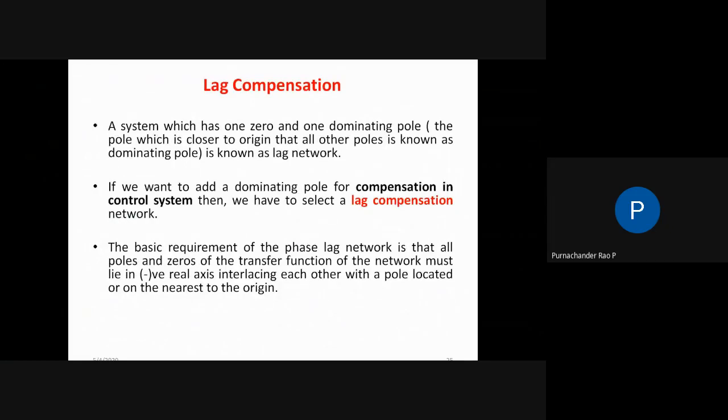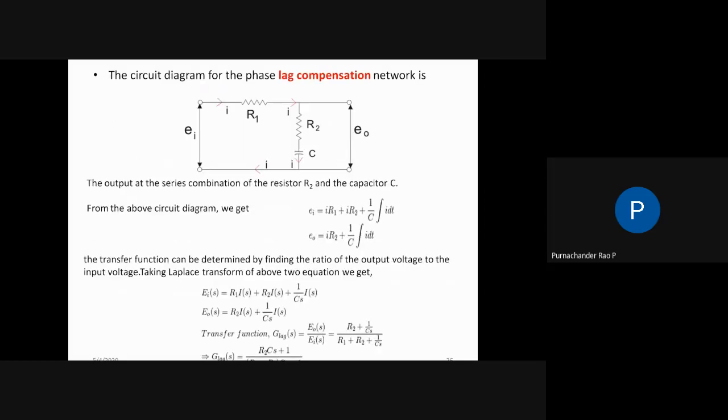So in this lag compensator, again we'll have a zero and a pole, but the pole is dominating here over the zero. So a dominating pole is placed closer to the origin. The effect of the dominating pole is required, then the type of compensation is known as lag compensation. Here is the circuit diagram for the lag compensator. In the series arm only R1 is there, and in the shunt branch R2 and C are there.